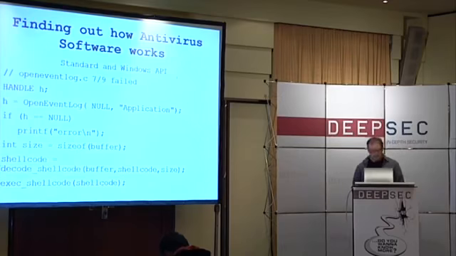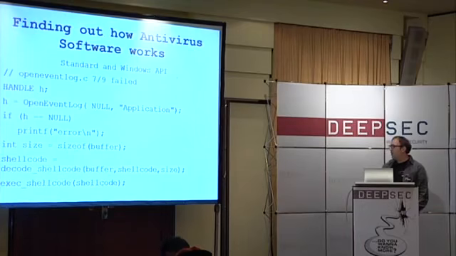Then I tried more with Windows API calls. Here I simply opened an event log, the application event log. Just opening it is enough. You don't have to do anything with it. And again, the 3 steps here: decode and then exec. So nothing really special.